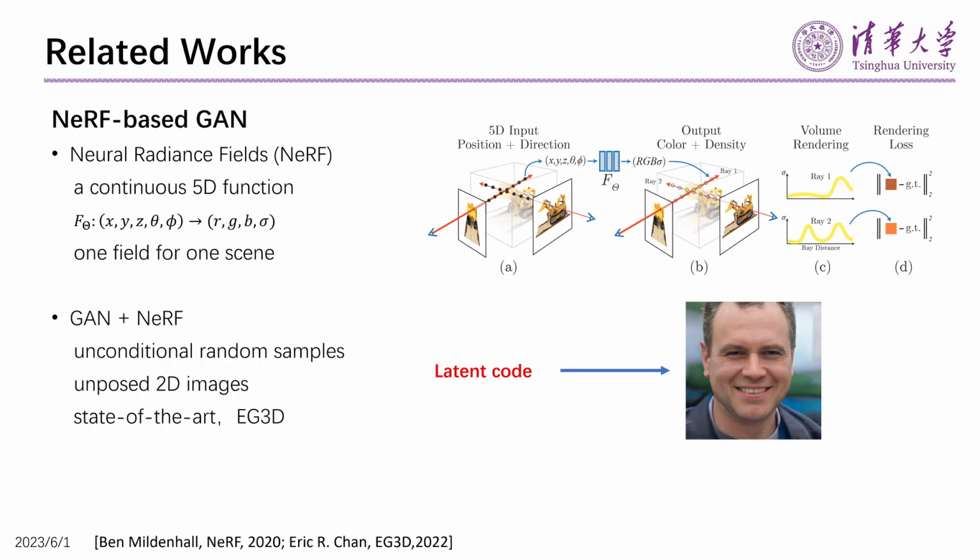Neural radiance field models the underlying three-dimension scene through a continuous five-dimensional function, f theta, that maps the position and the view direction to color and corresponding density. Multi-view images are then obtained using volume rendering techniques. Some works are combining NeRF and the GAN framework to generate multi-view images from the latent code. The state-of-the-art model is EG3D.